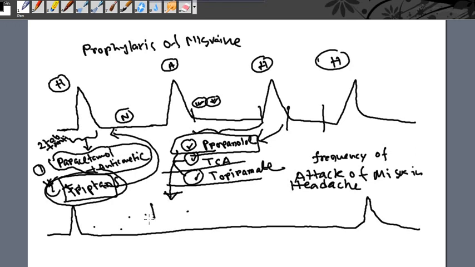So these are prophylaxis, but how a beta blocker acts as anti-migraine, I don't have any explanation. The answer is I don't know. If you know, you can search on the internet, but I don't find any answer, and the mechanism I don't know.